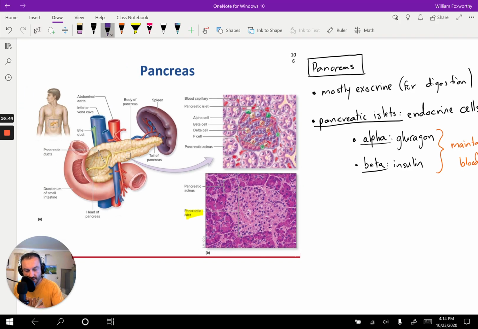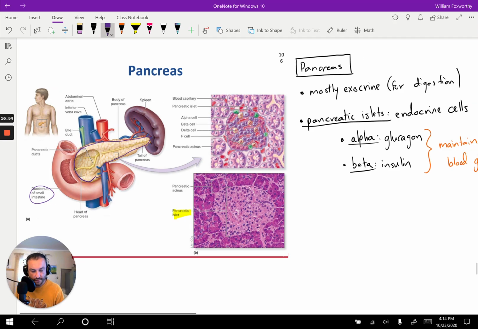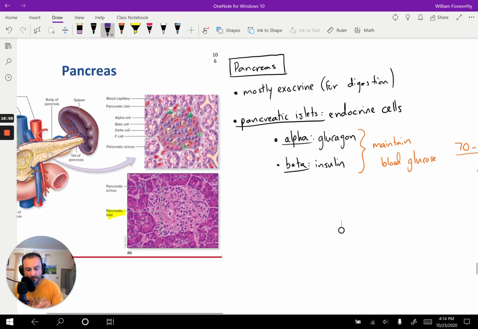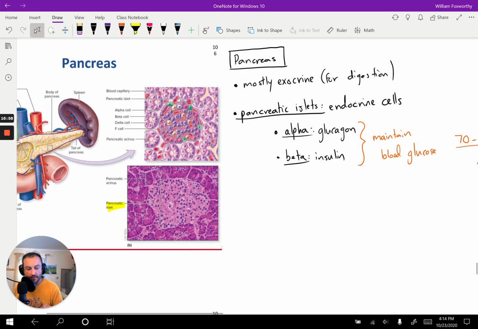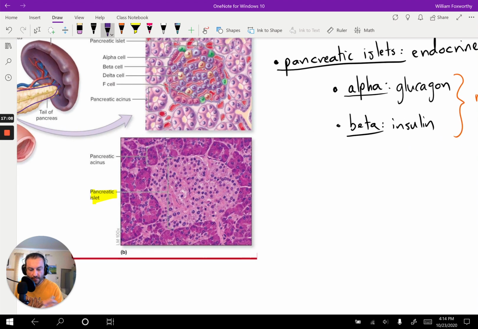Okay, moving on to the pancreas. That's this kind of leaf-shaped structure here, which is sitting right on top of the duodenum of your small intestines, which is the first part of your small intestines. The pancreas is mostly an exocrine organ and is going to secrete a bunch of enzymes and other things that are going to be used in digestion. But there are little islands of cells inside of the pancreas called pancreatic islets.